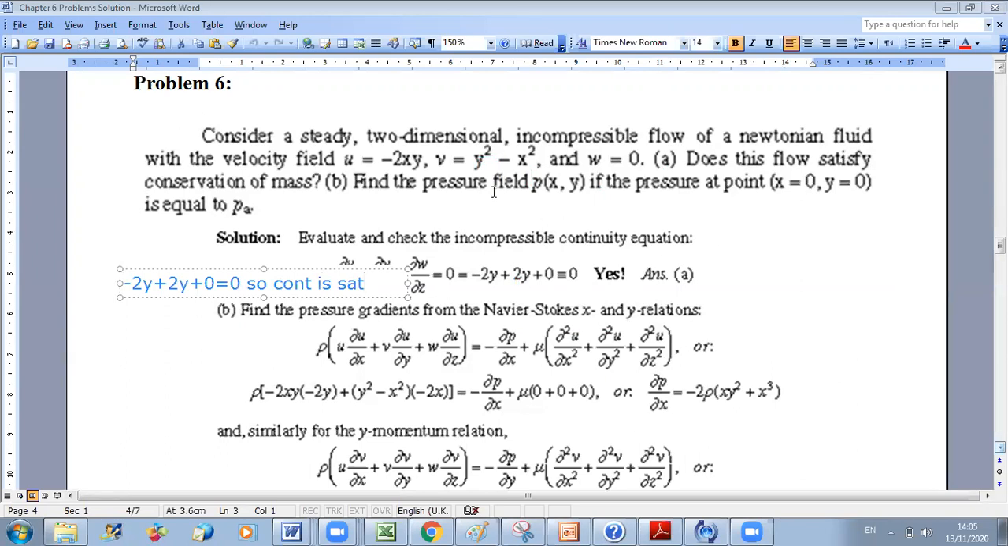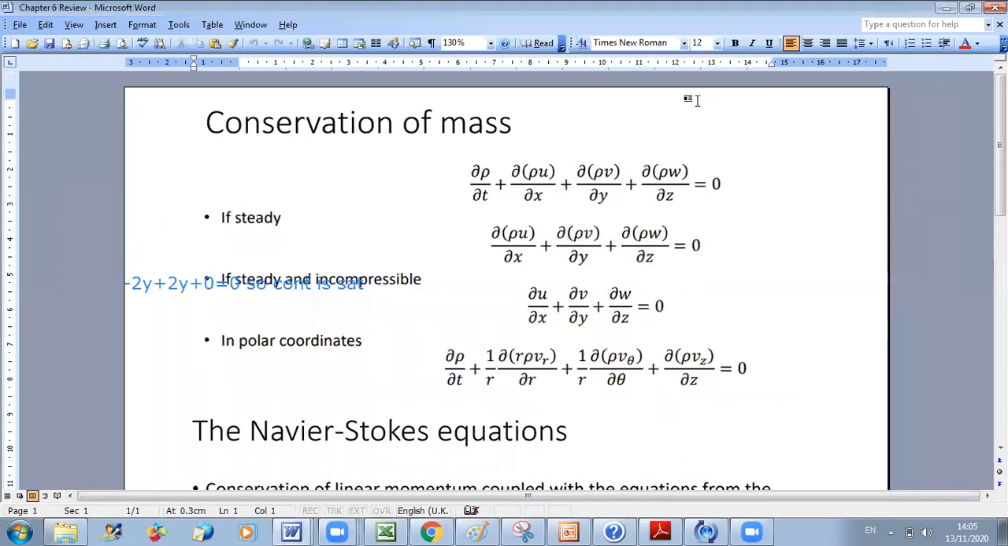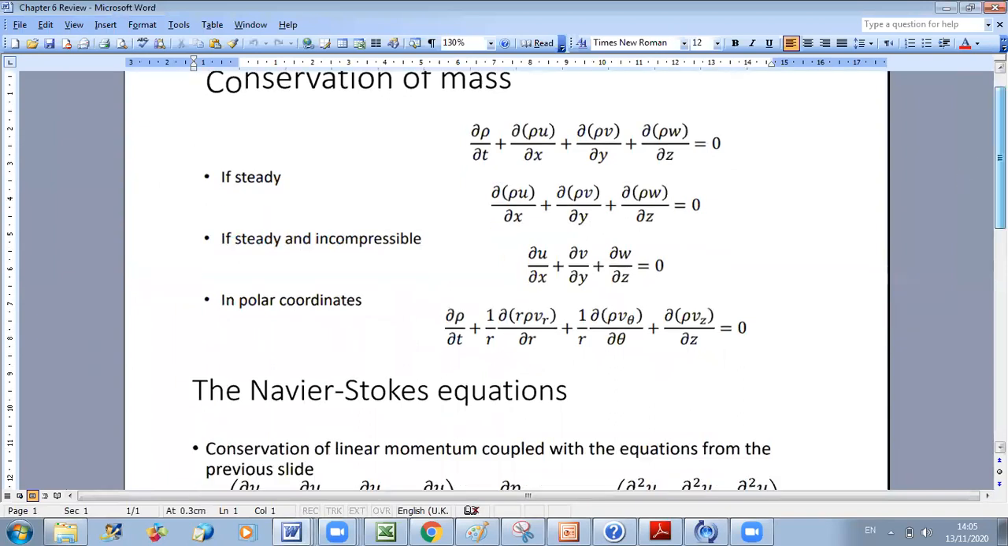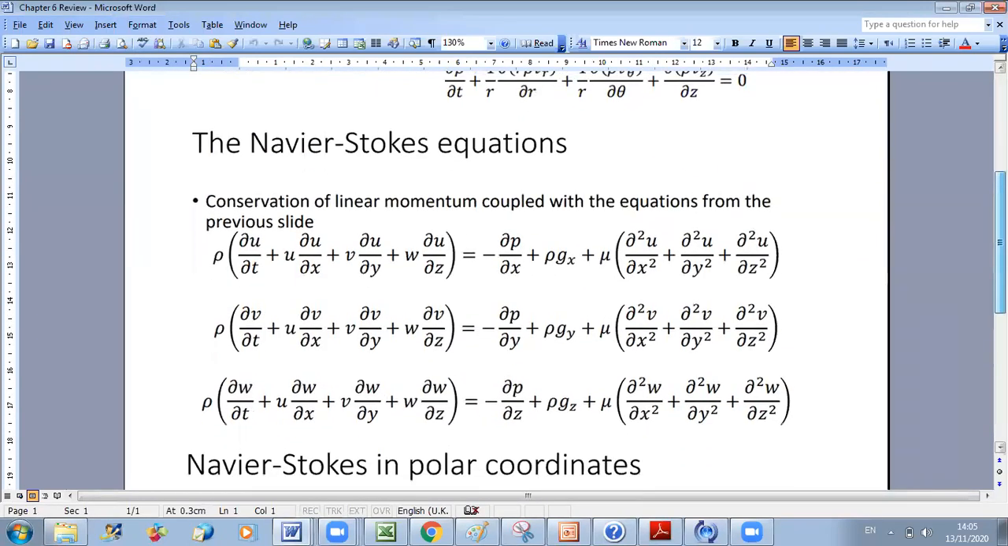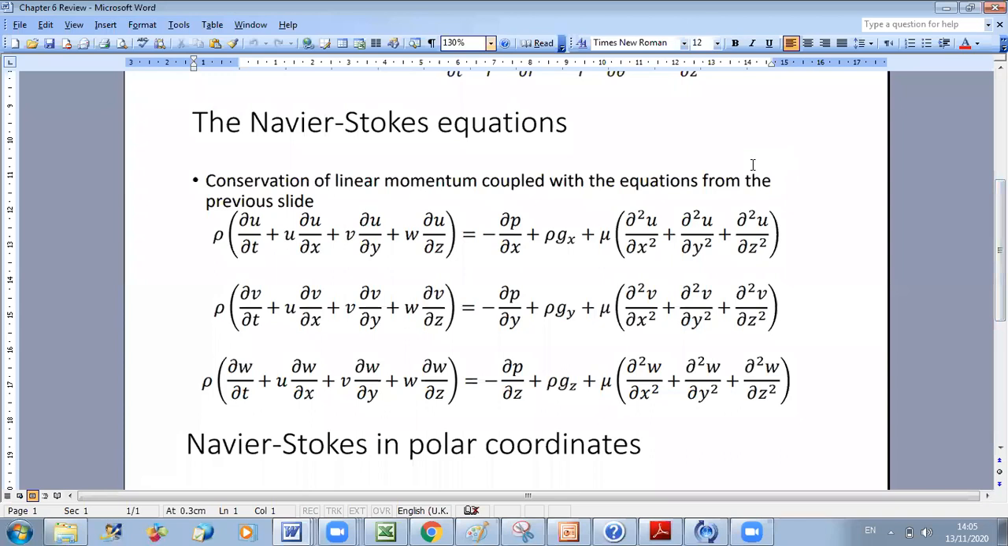Second, they asked to find the pressure field, knowing that the pressure at point x0, y0 is equal to P. So whenever I need the pressure field, I will go to my Navier-Stokes equations. So let us see them together. This is the formula sheet. I am working in rectangular components, so I will use the following Navier-Stokes equation in Cartesian coordinates. Here I will have to use the three relations along x, along y, along z, because my pressure field can be a function of x, y, and z.